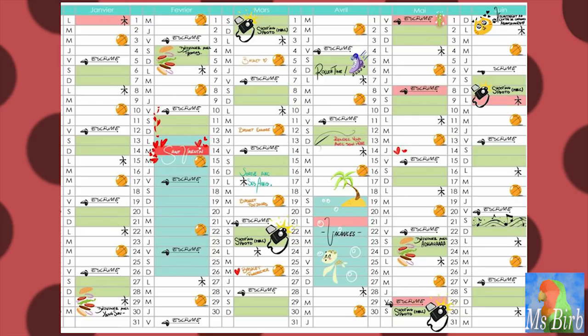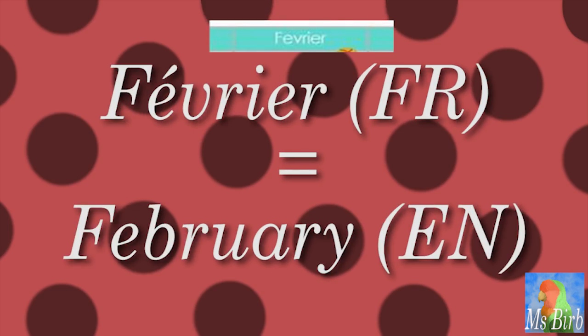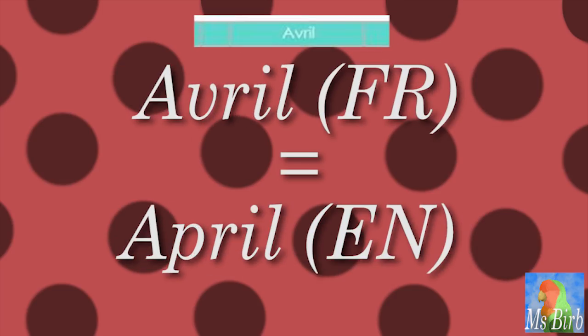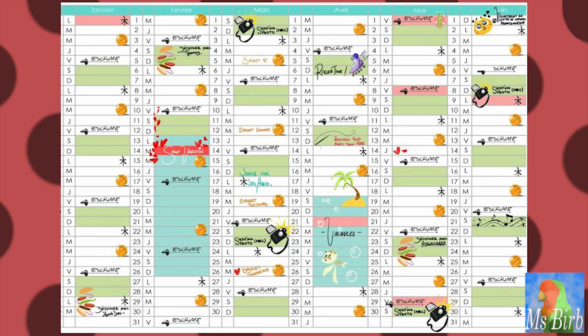In terms of the calendar itself, each column is a month. Janvier for January, Février for February, Mars for March, Avril for April, Mai for May, Juin for June. You may notice that each month is given like 30 or 31 days. So there's some issues here. You can see that February has like 31 days, for example. So it really doesn't quite work out. But, you know, maybe in their universe they have 31 days in February.